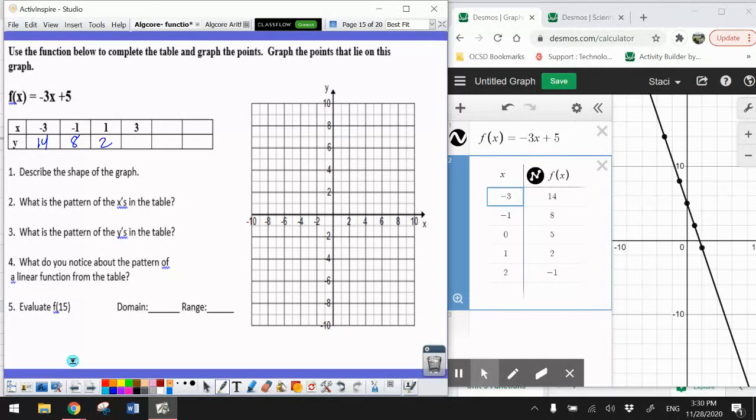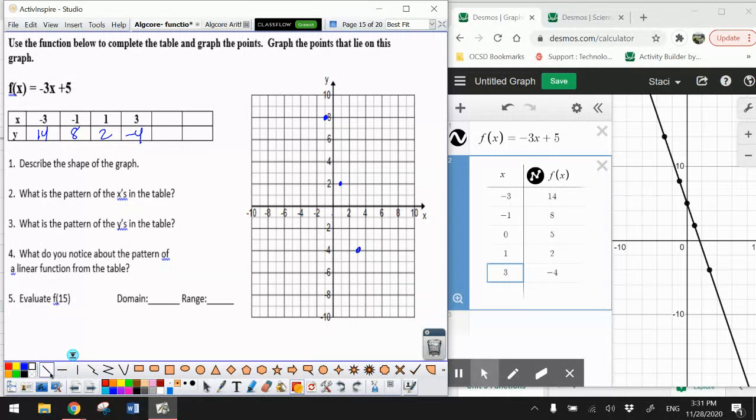That's 2. And if I need the 3 value, I can change this to a 3, and it tells me that it's negative 4. So I'm going to go ahead and graph this. I can't graph the 3 and 14. That's too big. But negative 1, positive 8 is going to be here. And 1, 2. And 3, negative 4. And I've got a line. So let me draw that line in there, coming right down through those points.